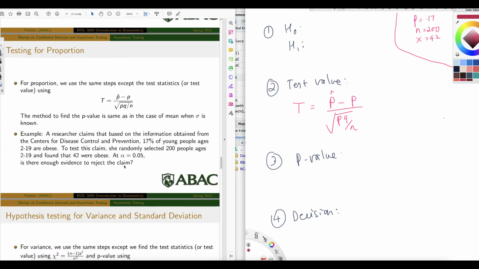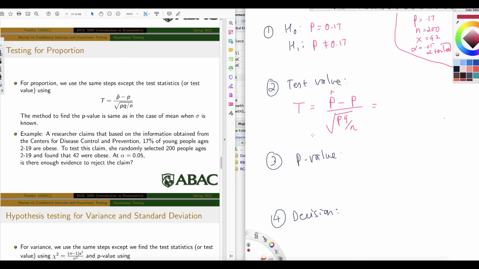Is there enough evidence to reject the claim? Can we reject the claim? The claim is p equals 0.17. Can we reject it, meaning that it is two-tailed? So alpha is 0.05, two-tailed. That's what we can say from the question. Now what we want to do is write all those steps. I'm showing you how to do it by hand here. So H sub 0 is, for the proportion, p equals 0.17, and since it is two-tailed, H sub 1 is p not equal to 0.17.